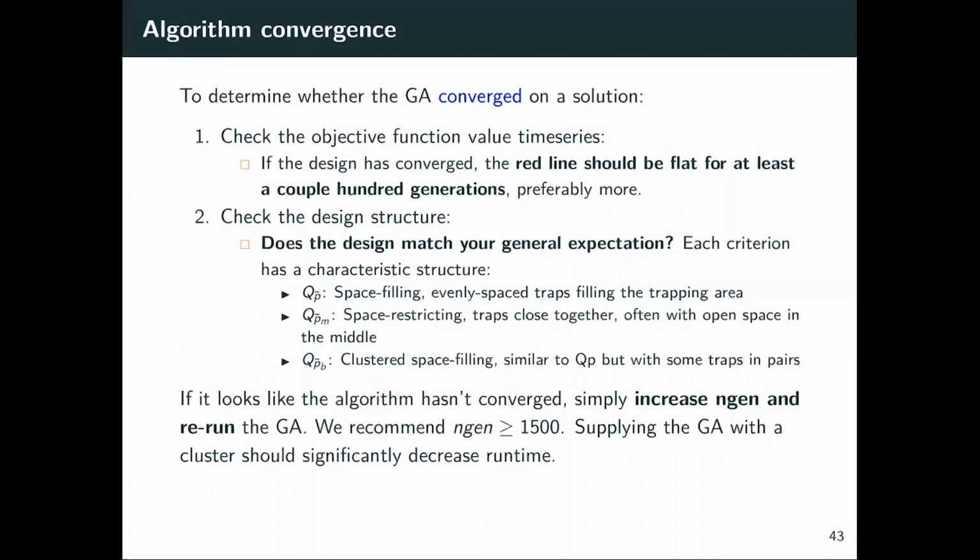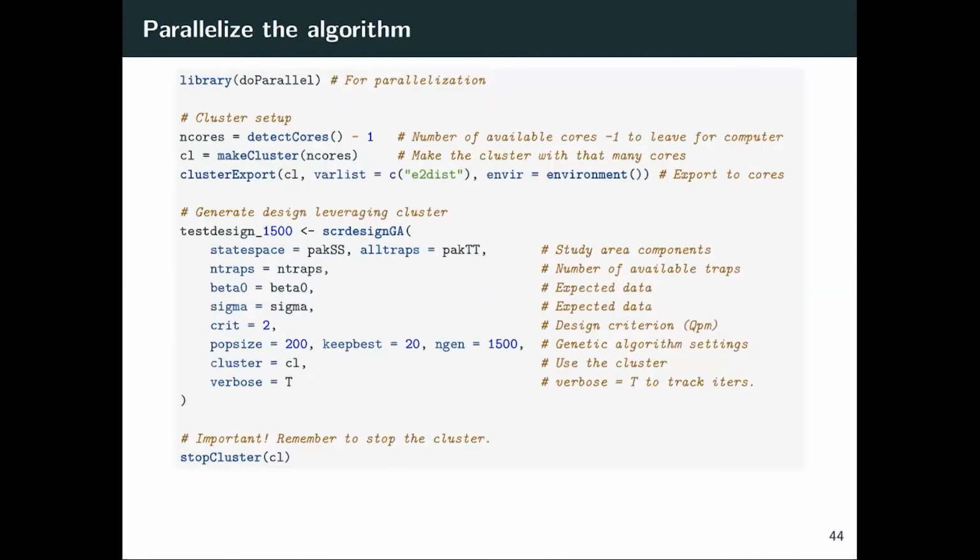lot of unique individuals. If it looks like the algorithm hasn't converged, we can simply increase the number of generations that we run the genetic algorithm for. So we recommend, again, above 1,500 generations. And a really efficient way to do this is we can actually supply the genetic algorithm with a cluster of cores on your computer, not like a cluster design. And that should significantly decrease your runtime. So these designs should converge much faster.